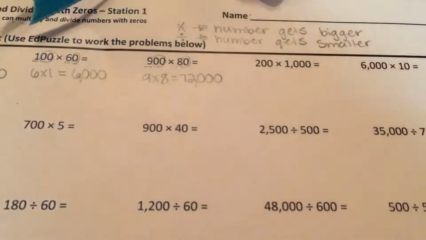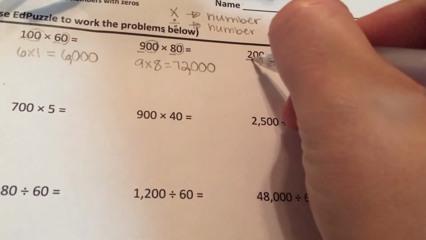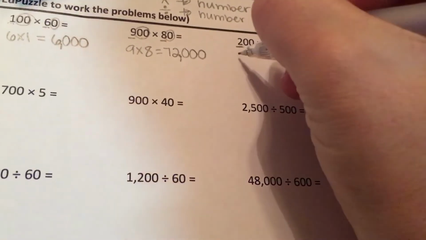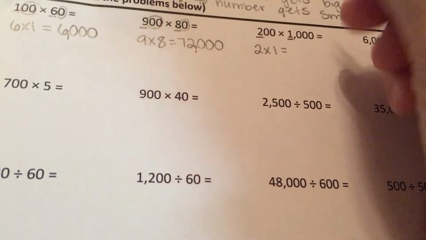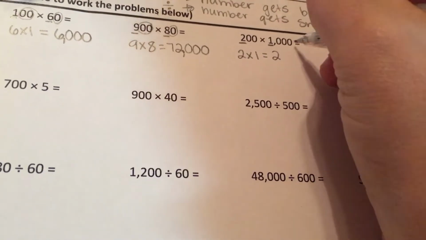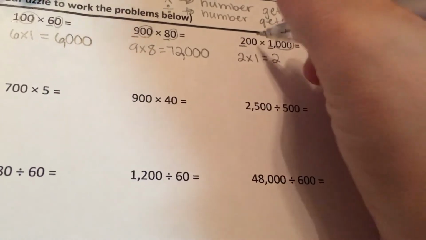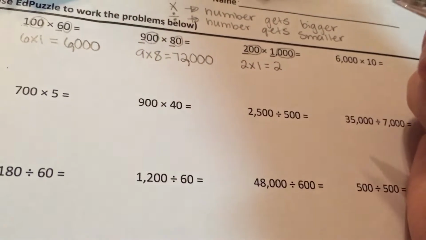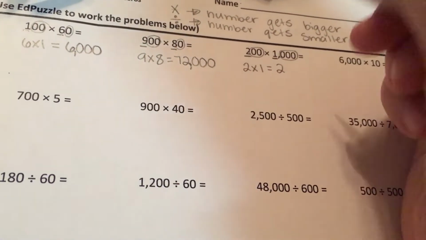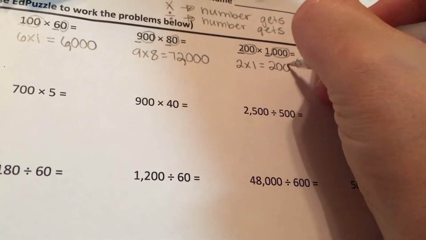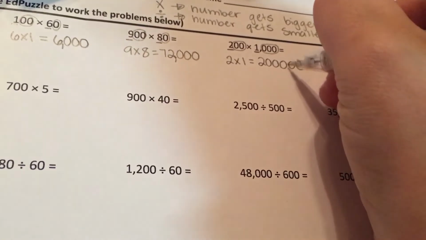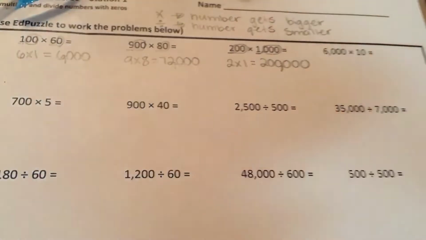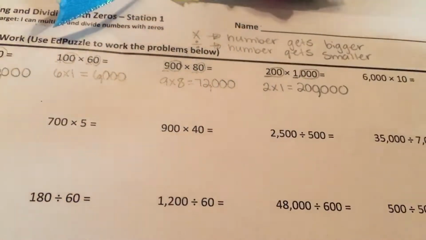Alright, let's look at our next one. Now we have 2 times 1. So 2 times 1 is equal to 2. But then we have 3 zeros and 2 zeros, which gives us a total of 5 zeros. 1, 2, 3, 4, 5. So I'm going to go back and put my commas, and my answer is 200,000.